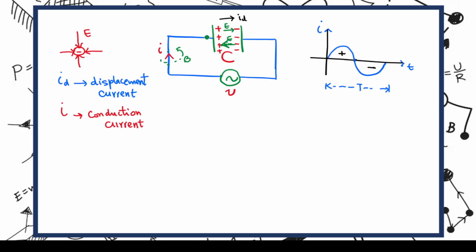So the electric field here is changing every moment, and this changing electric field can create a magnetic field, and that magnetic field is equal to the magnetic field generated by the conduction current. So Maxwell said that conduction current is always equal to displacement current.